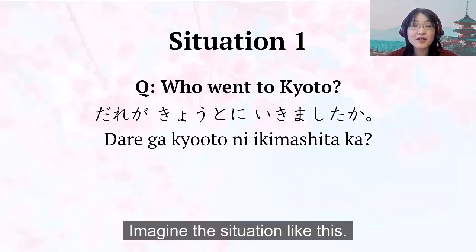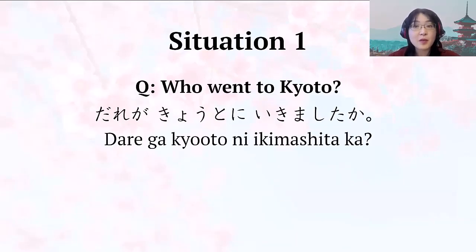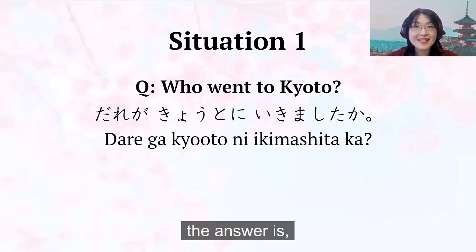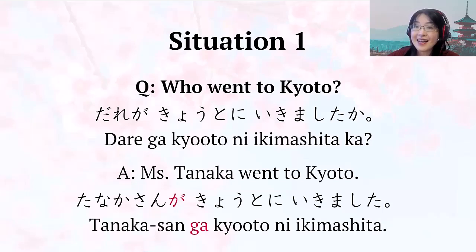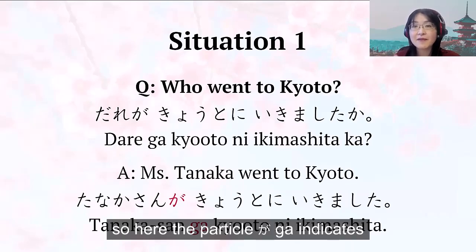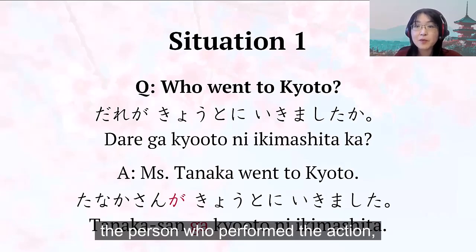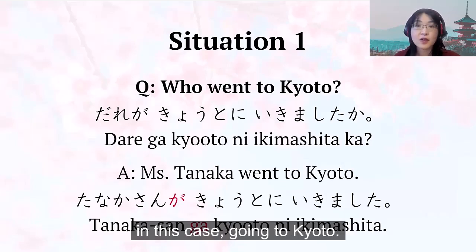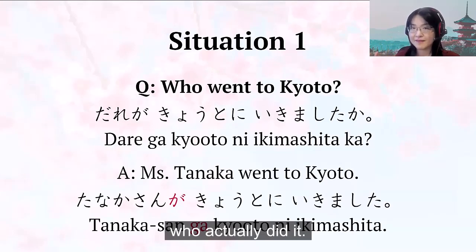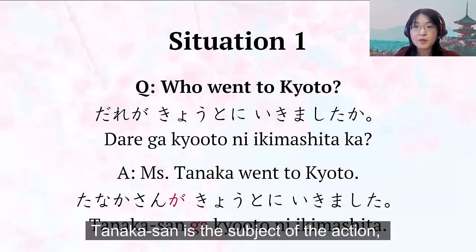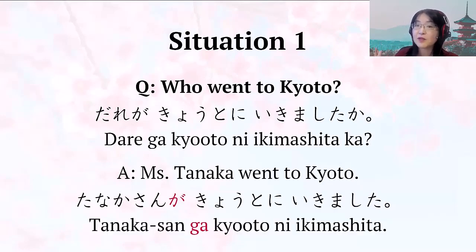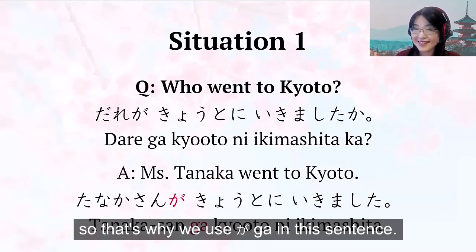So imagine the situation like this. Who went to Kyoto? Someone asks you, 誰が京都に行きましたか? If someone asks this question, the answer is 田中さんが京都に行きました. So here the particle が indicates the person who performed the action, in this case, going to Kyoto. It's answering the question of who actually did it. Tanaka-san is the subject of the action 京都に行きました. So that's why we use が in this sentence.